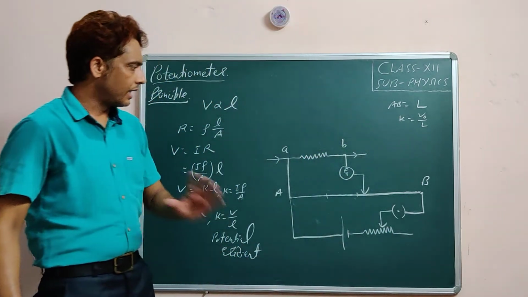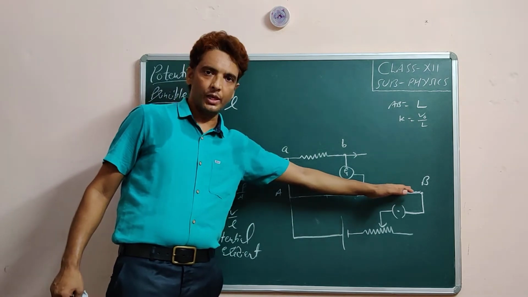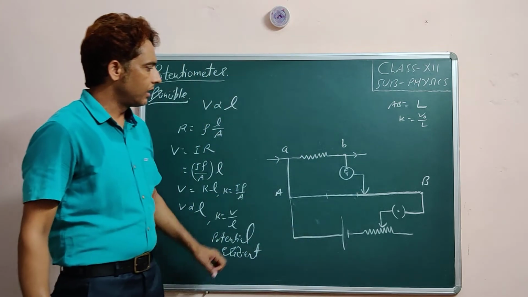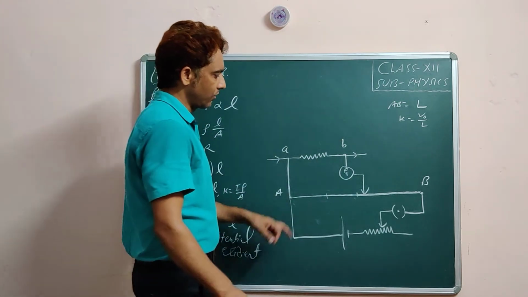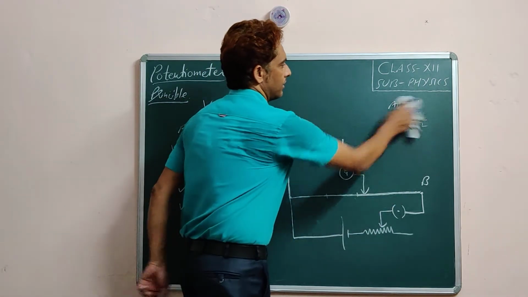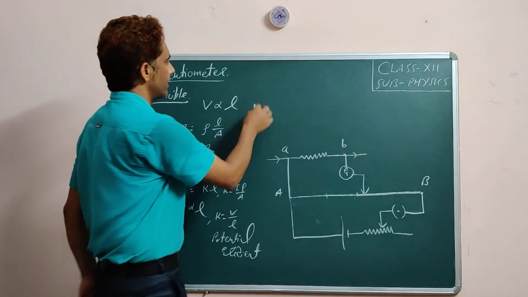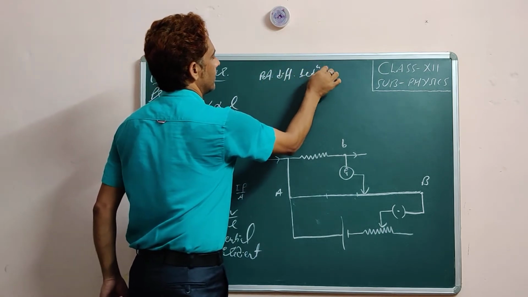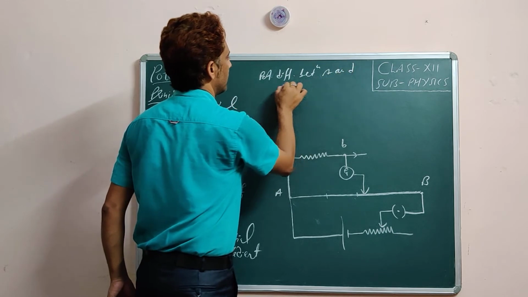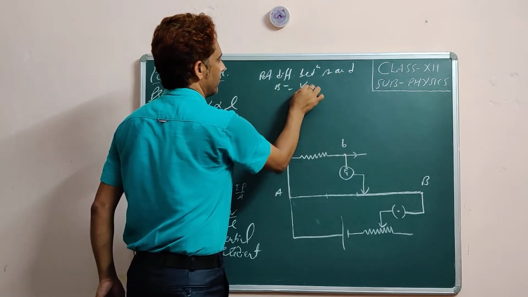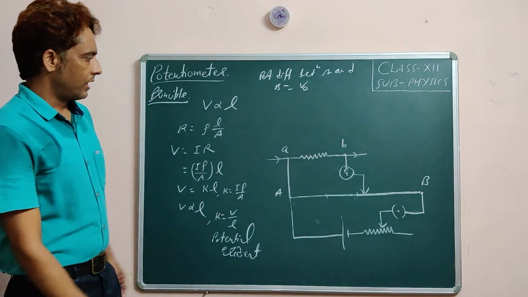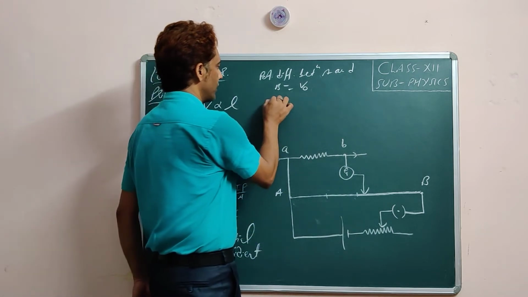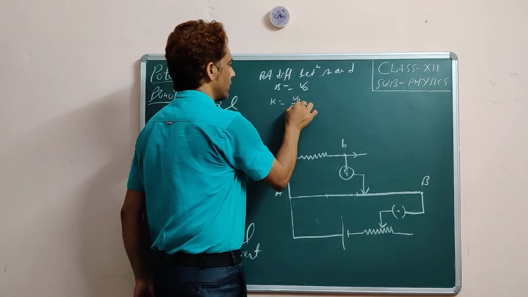Now as I said, as we move from A toward B, potential goes on decreasing, and this V naught is the potential difference between A and B. So here I write potential difference between A and B is equal to, let it be V naught, and length of this wire is capital L. So in this case, potential gradient K is equal to V naught over L.